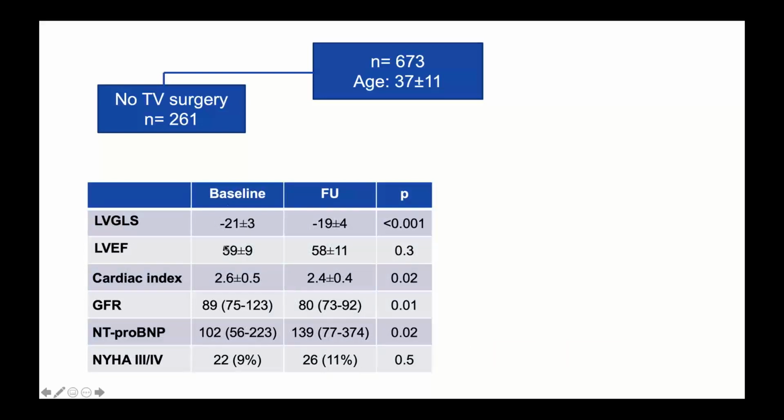What we found was that among these 261 patients, there was a temporal decline in LV-GLS. And with that, there was a decrease in cardiac index and renal function, and an increase in venous congestion. Interestingly, the EF didn't change. And again, the patient-reported symptoms didn't change. So this is just showing you that using EF will make you miss deterioration in clinical status.